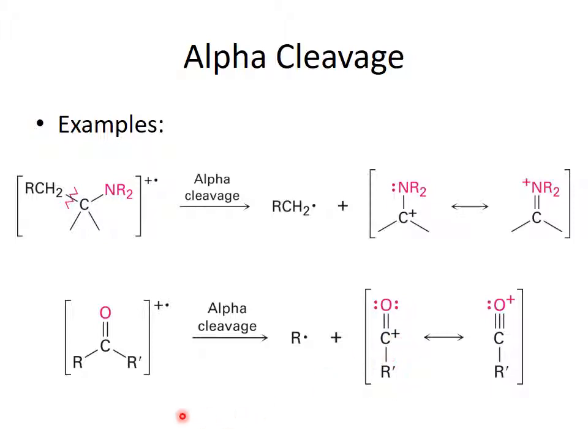So we see that anytime there's a heteroatom on a carbon, any heteroatom except, let's say, boron, any more electronegative heteroatom that has a non-bonding pair, what can happen? Alpha cleavage. And so we look for alpha cleavage to give us information about the structure of the molecule.